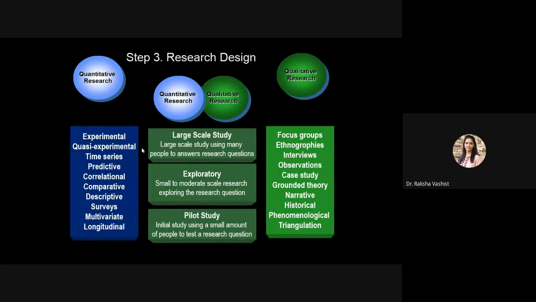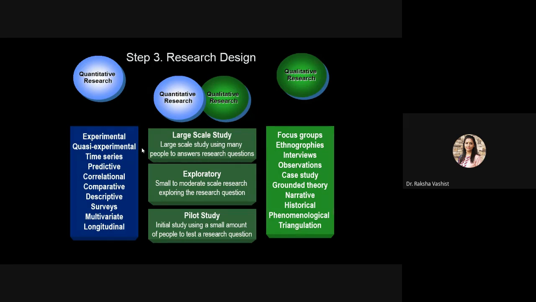These are the research designs which we can use for quantitative research. And for qualitative research, we have different types of research design: focus groups, interviews, case studies, historical data, okay, grounded theory. These are some research designs which we can use for qualitative research.